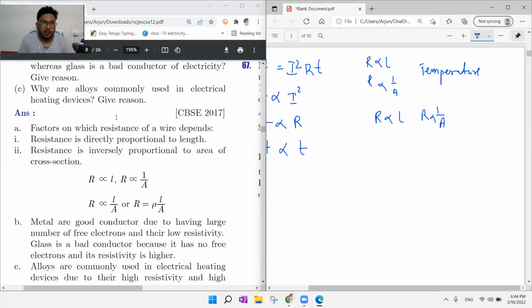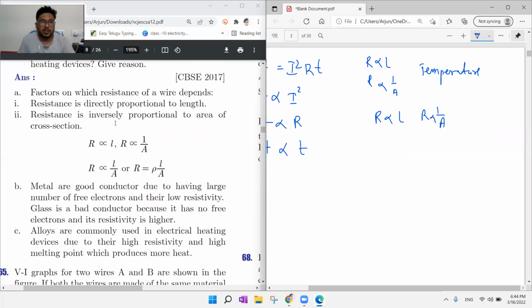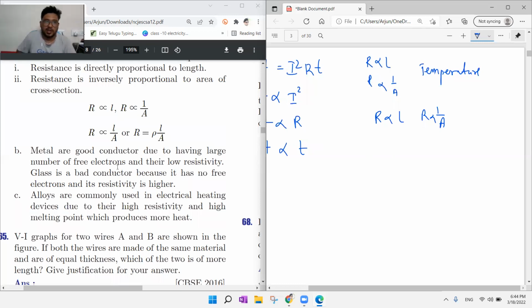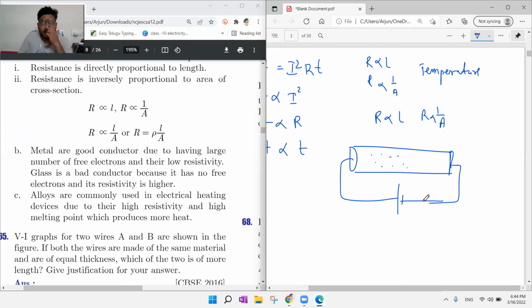Second one, why are metals good conductors of electricity whereas glass is a bad conductor of electricity? Metals are good conductors due to having a large number of free electrons. Here the keyword is free electron. Every conductor has free electrons, and whenever potential difference is generated, when voltage is given, automatically the battery will apply some force on the free electrons, and all free electrons will be in motion, which we call current. So in metals, there are a huge number of free electrons. This is the word we have to write and try to underline that one.